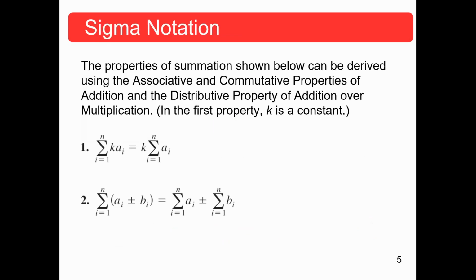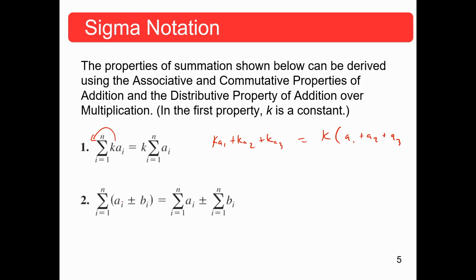Now, here are a couple of properties of sigma notation that are important. The first is the constant rule. If you're multiplying a constant times something, you can pull the constant out because it doesn't change. Instead of doing Ka1 plus Ka2 plus Ka3, we would just say K times (a1 plus a2 plus a3). So we're basically saying we can use distribution here.